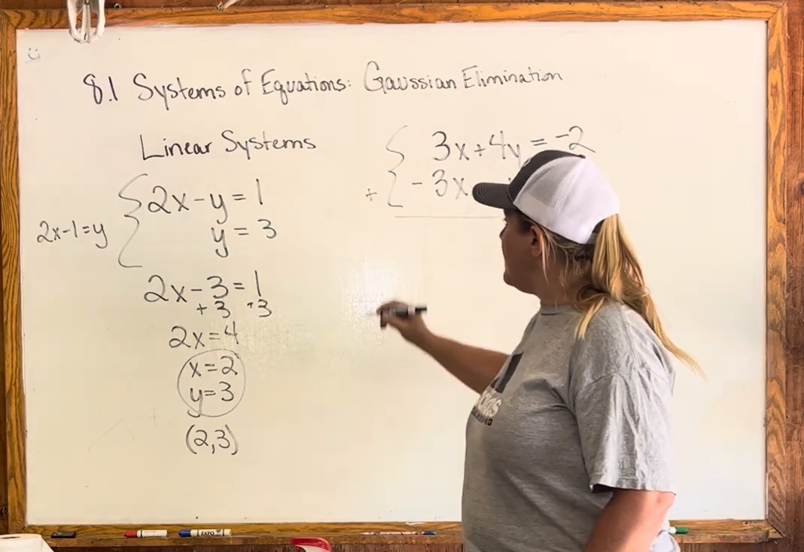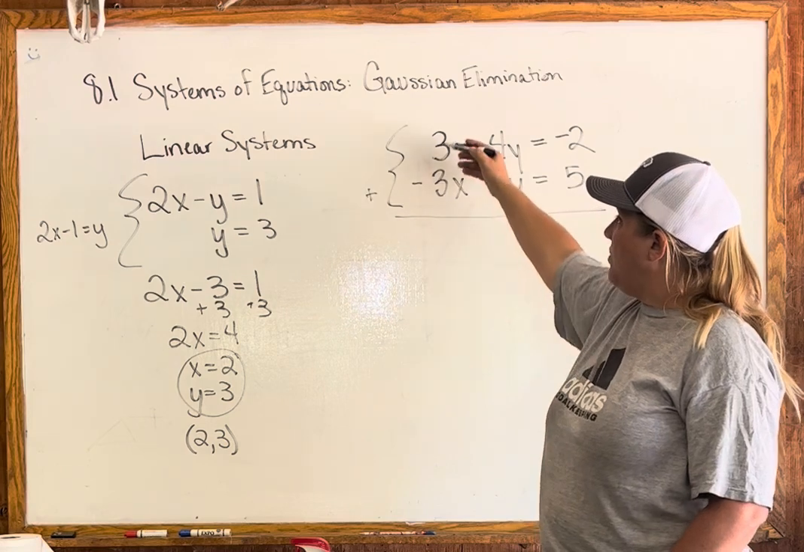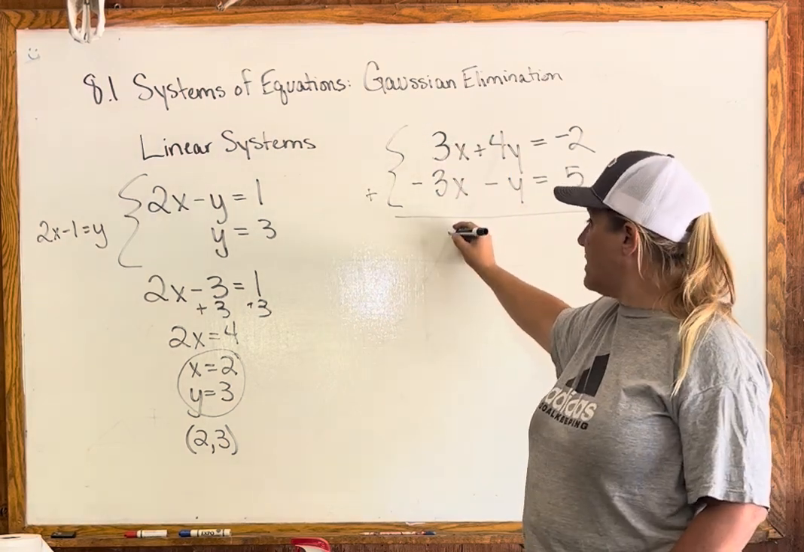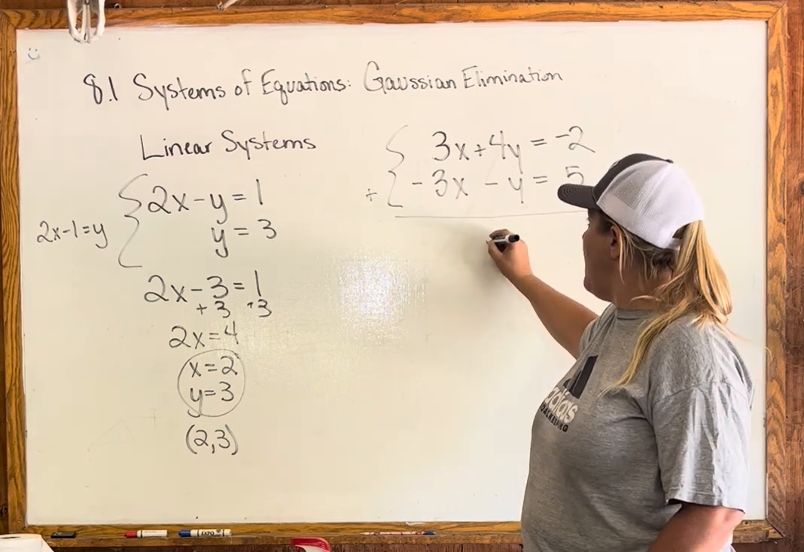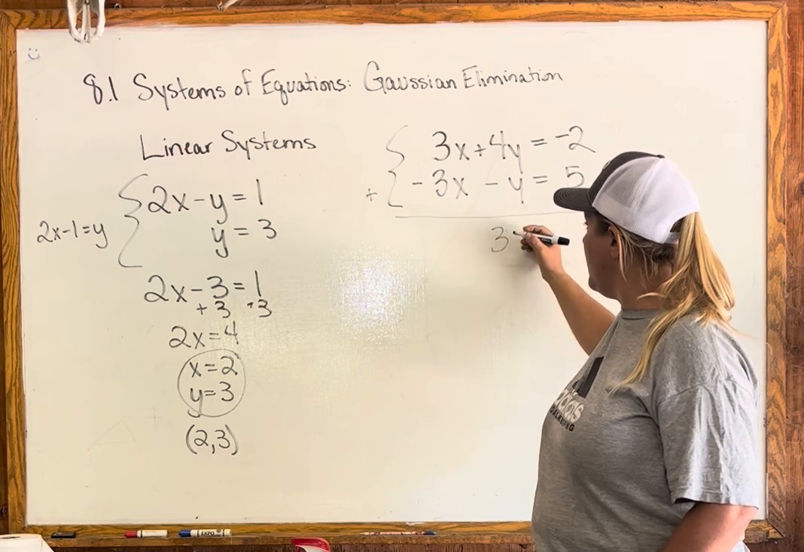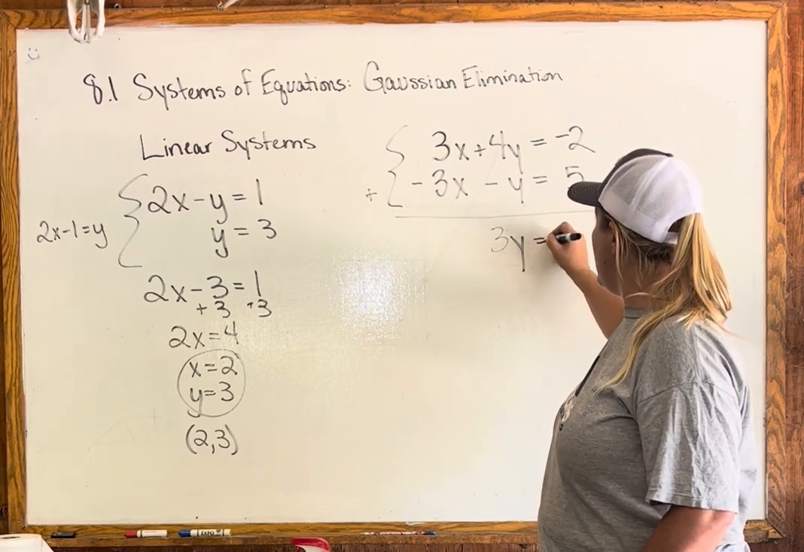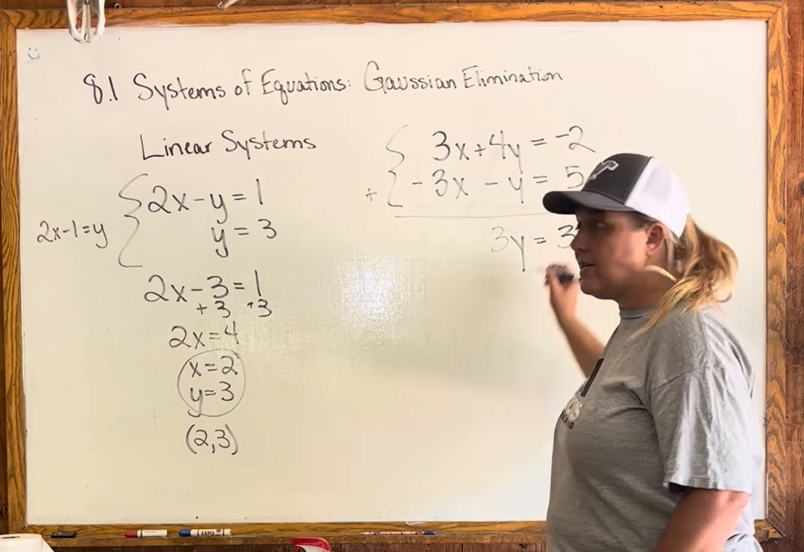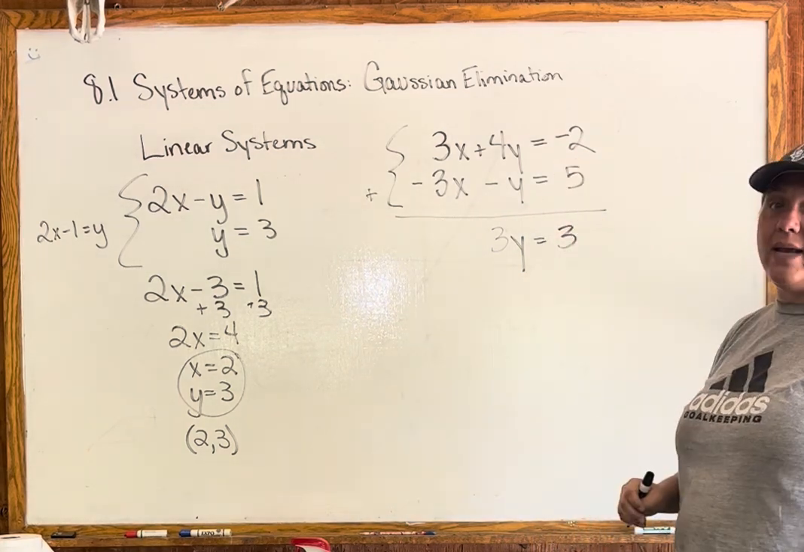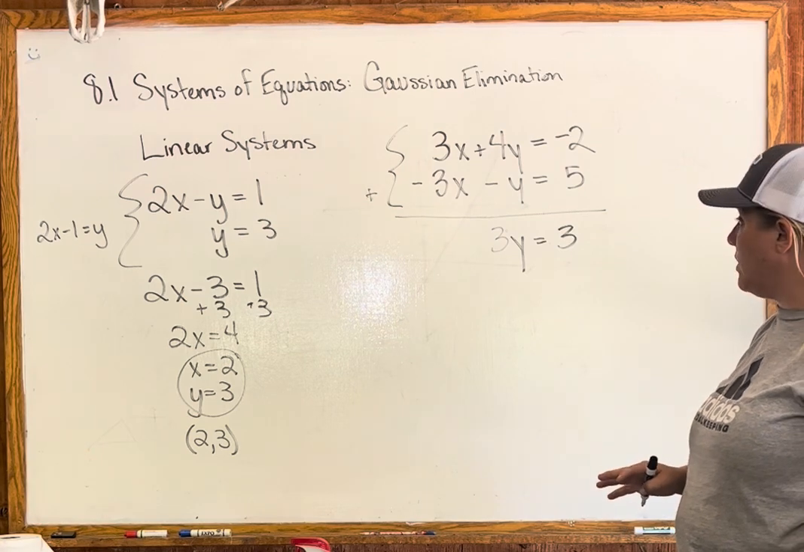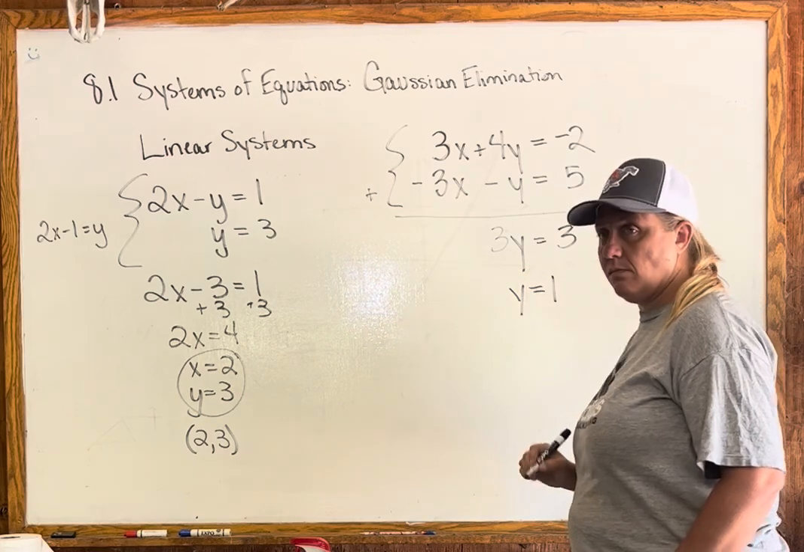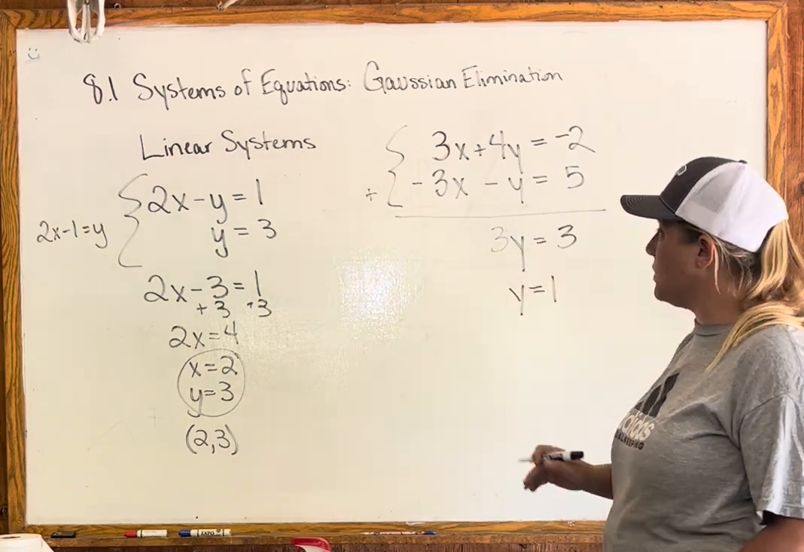And notice what happens if we add them together. These x's are going to go away, right? 3x minus 3x is going to equal 0. And then here we're going to have 4y minus y. So that's going to be 3y equals 3. Okay. So you see how we've eliminated the x's, and that's ideally what we want to happen. And now we can find that y equals 1. Okay, we're down to a single variable, y equals 1.